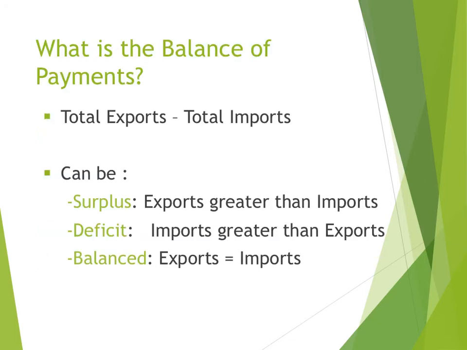What we're really going to focus on today is the balance of payments account. The balance of payments account is just the total exports minus the total imports, so that's visible and invisible. It can be in surplus, which means our exports are greater than imports. It can be in deficit, which means our imports are greater than exports, or it can be balanced, which is quite rare, where exports are equal to imports.